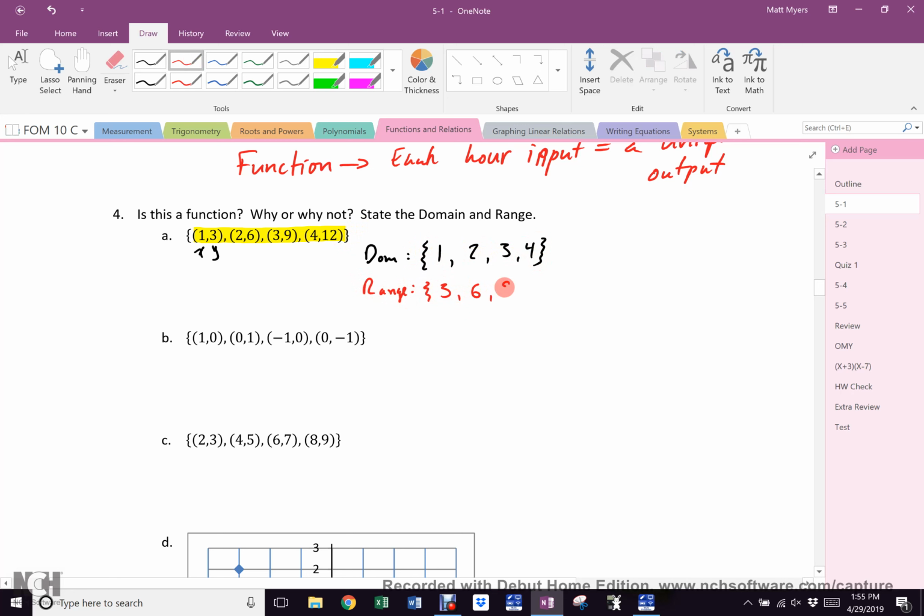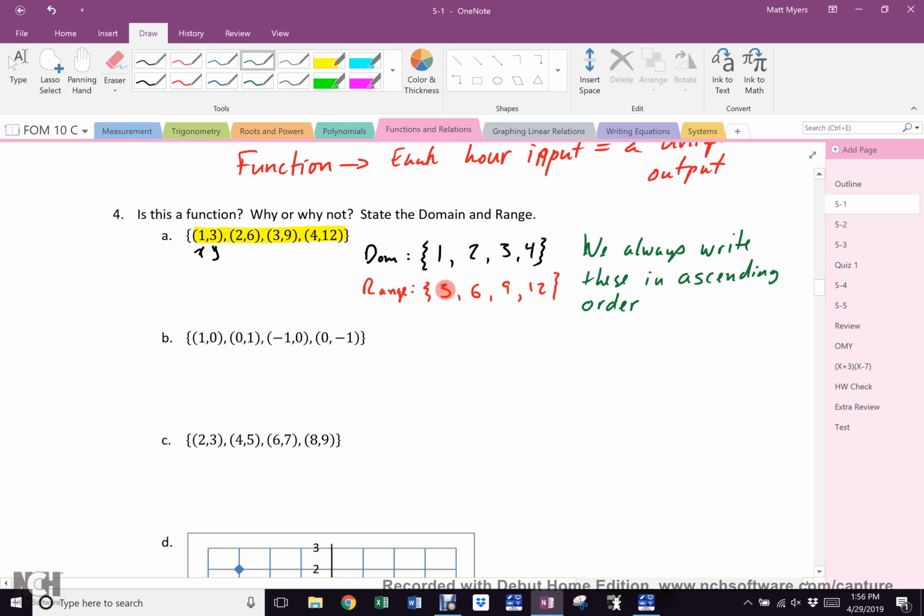Okay, what are my range values? 3, 6, 9, 12. Now, please notice, we always write these in ascending order. What does ascending mean? Getting bigger. So even though 1 and 3 are a pair on the graph, they are not necessarily a pair here. Does everybody understand? 3 was the smallest range value, so it goes first.